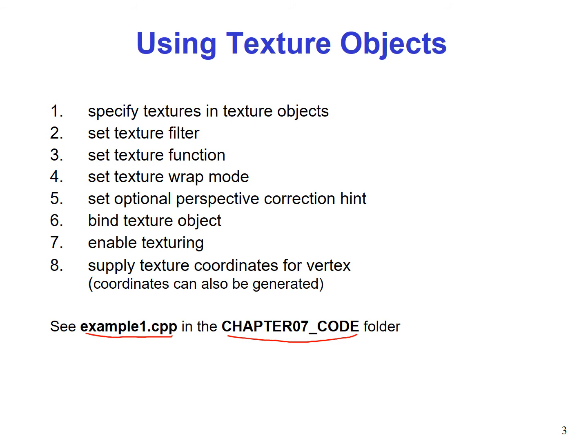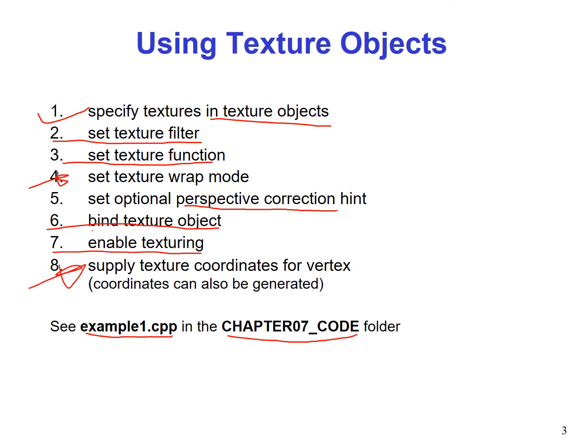The first step is to specify textures in texture objects. Then we set the texture filter. Then we set the texture function. Then we set the texture wrap mode, whether we want to wrap around or whether we want to clamp. Then optionally, we can set a perspective correction hint. Then we bind the texture object and enable texturing, and finally supply the texture coordinates for each vertex. These coordinates can also be generated inside the vertex shader.